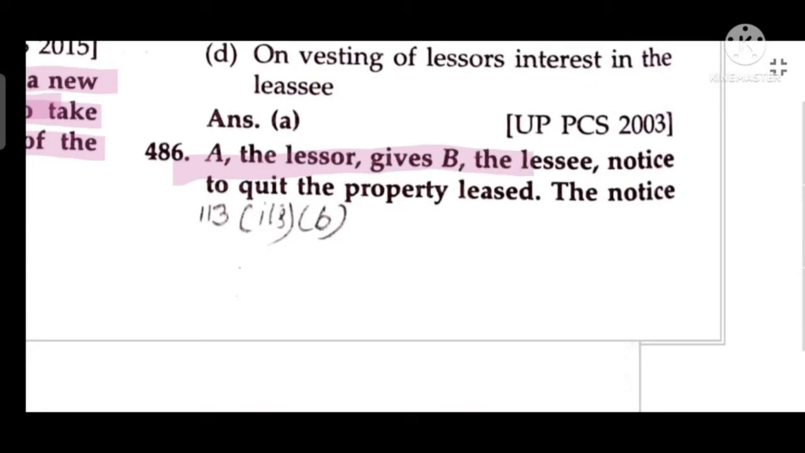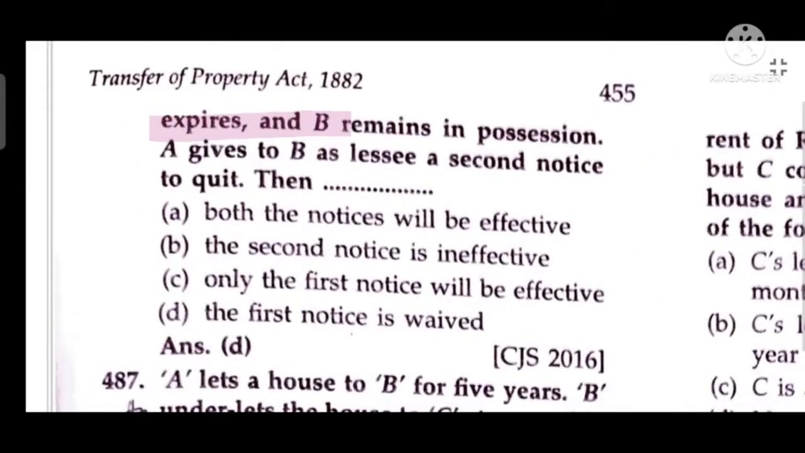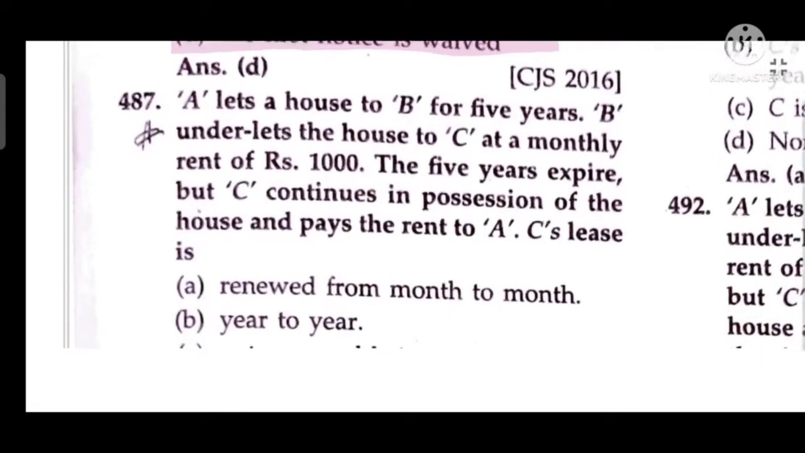A, the lessor, gives B a lease notice to quit the property leased. The notice expires and B remains in possession. A gives B a second notice to quit. Then the first notice is waived.